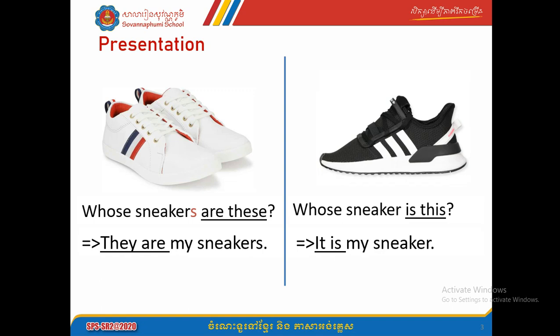Something is not the same when you make the question like this. I underlined the sentence for you. The first one says: whose sneakers, with S, are these? Why sneakers with S? Because there are two here. When there are two or more, you put S. So we say whose sneakers, and because it is plural, we don't use is, we use are: are these? Again, whose sneakers are these?